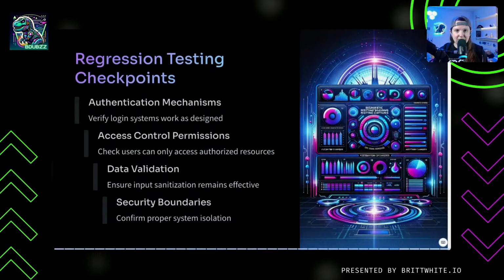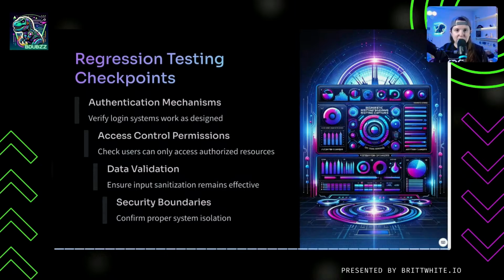Then there's the data validation and input sanitization checkpoint. Here, we make sure all of our security checks on incoming data are still doing their job properly. One small change in code could potentially open up vulnerabilities if we're not careful. Finally, we take a look at security boundaries and isolation, checking that our security parameters haven't been compromised and that different system parts remain properly separated as intended.